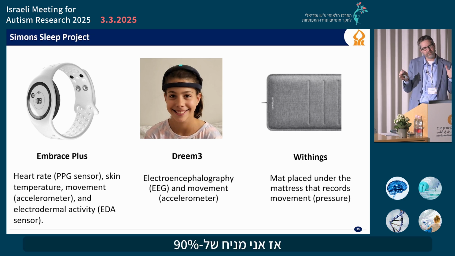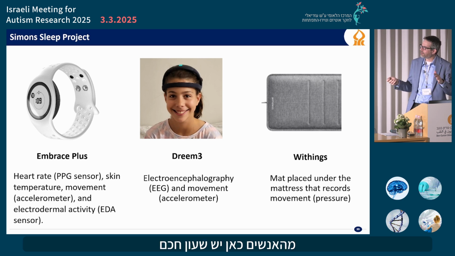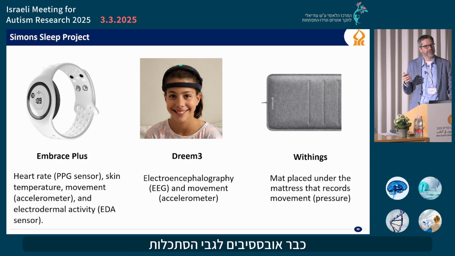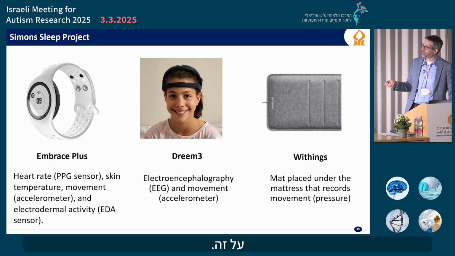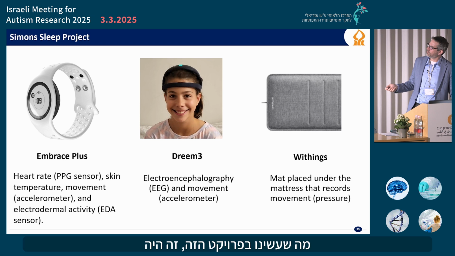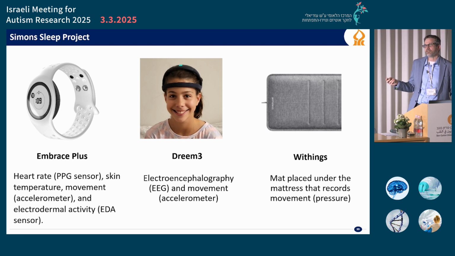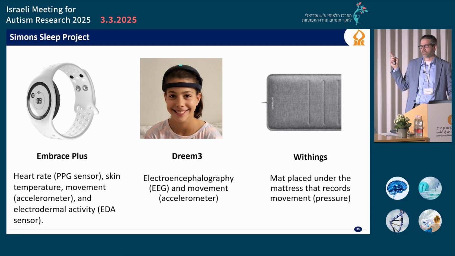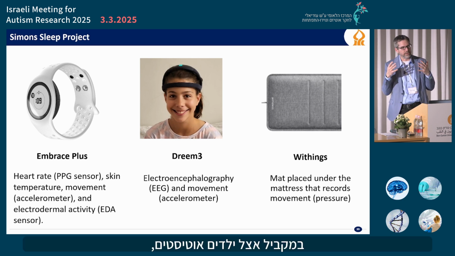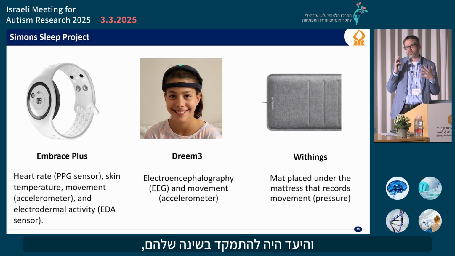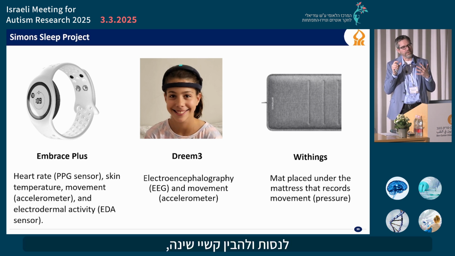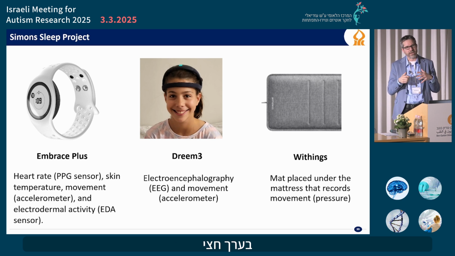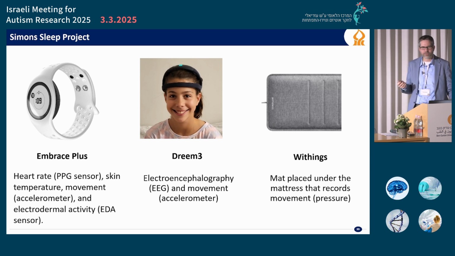So I assume that 90% of the people here have a smartwatch that's measuring their heart rate and step count, and you might already be obsessed with looking at that. What we did in this project, this was during a sabbatical at the Simons Foundation, was to utilize 3 devices simultaneously in autistic children, and the goal was to focus on their sleep, to try and understand sleep difficulties, which are very common in autistic kids. About half the families report severe sleep problems.